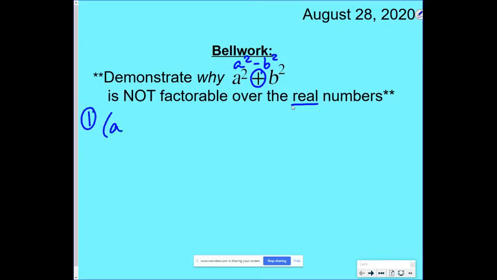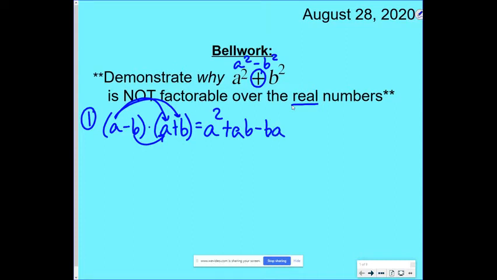If I give you two factors, a minus b and a plus b, and ask you to FOIL them, let's see what we get. So if we FOIL, a times a is a squared, a times b is ab, negative b times a is negative ba or ab, whichever one you want to think about, and negative b times b is negative b squared. Then if I simplify that, ab minus ba, that makes 0. So we're left with a squared minus b squared. Well, that wasn't a sum, so that does not equal a squared plus b squared. So that case proved that that did not make this a squared plus b squared.